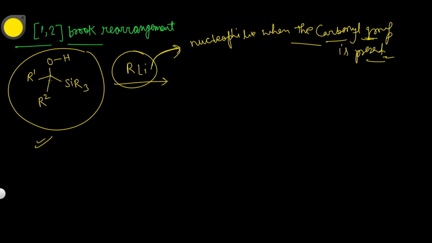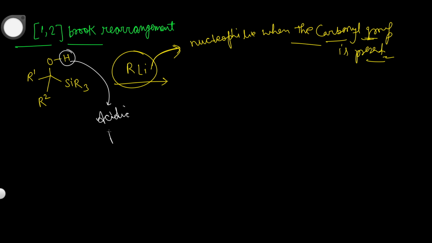There is no carbonyl functional group in this substrate, right? But in this case you have hydrogen attached to oxygen, and this hydrogen is a very acidic proton, right? This hydrogen is very acidic because it is attached to the most electronegative atom, oxygen. So if an acidic proton is available in the molecule, then the RLi, RMgX, R2CuLi reagent will work as a base, right?